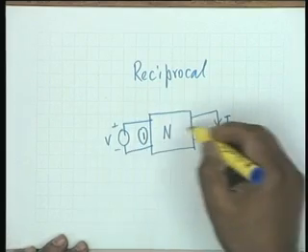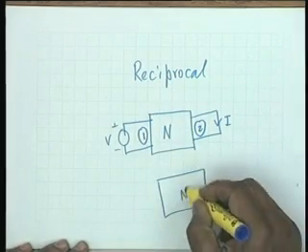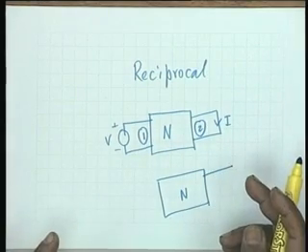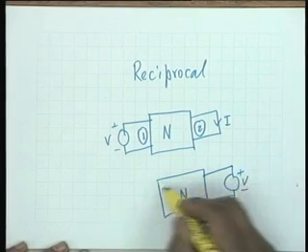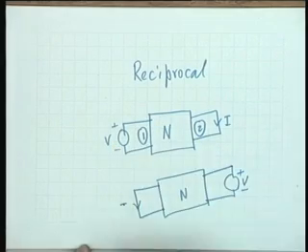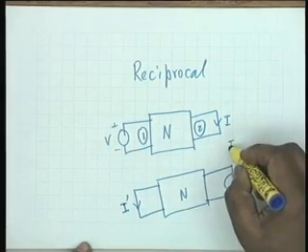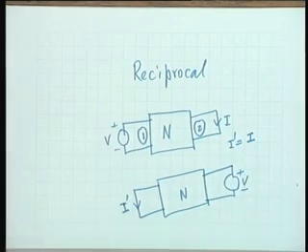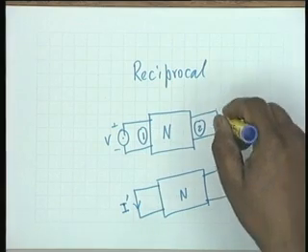This is port 1, this is port 2, and then if you take the same network and interchange the excitation and the response, that is, connect the voltage source here, V, and measure the short circuit current here. Okay, same voltage, the network would be reciprocal if I prime is equal to I. The relationship between them does not change. That is, if it is the same source, then the response should be the same.